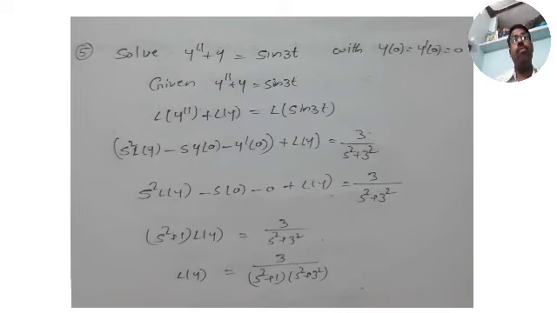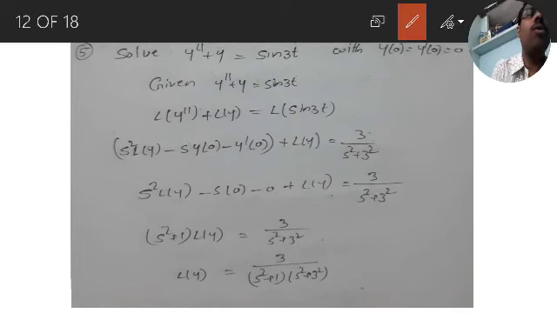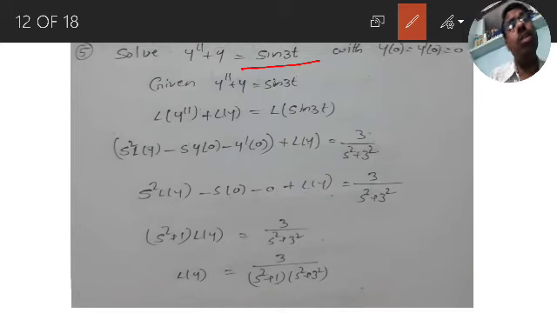Next problem on non-homogeneous. What is given? y double dash plus y is equal to sine 3t with y of 0 and y dash of 0 both zeros. So what is the right hand side? Sine 3t. It is non-homogeneous. If the right hand side is not 0, it means it is non-homogeneous. This is the given differential equation: y double dash plus y is equal to sine 3t.